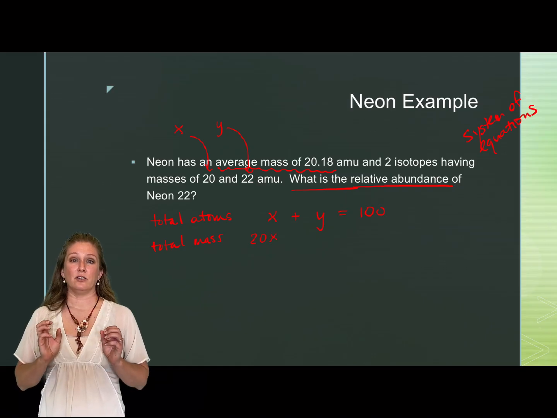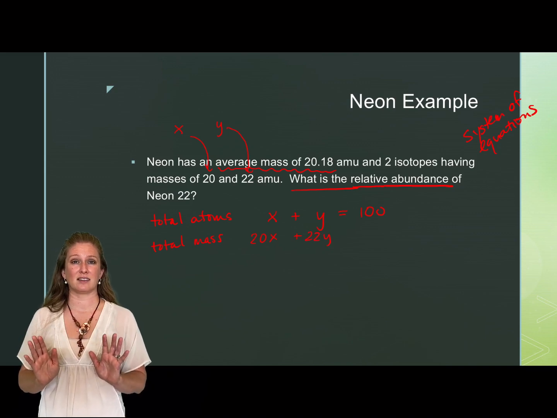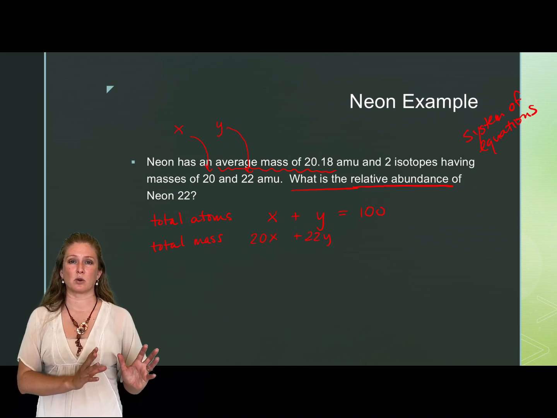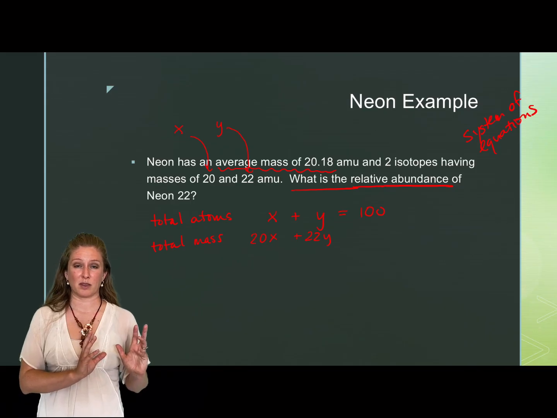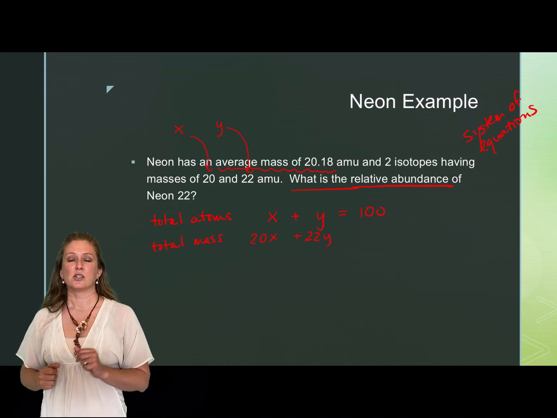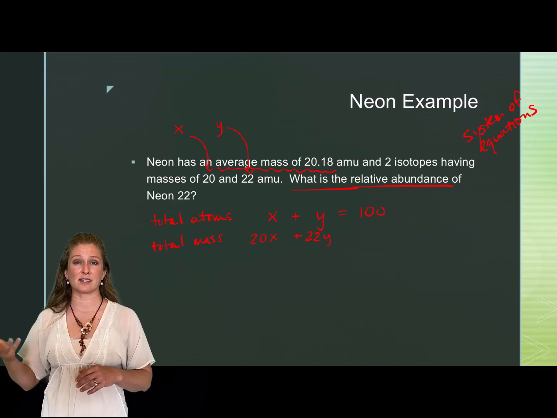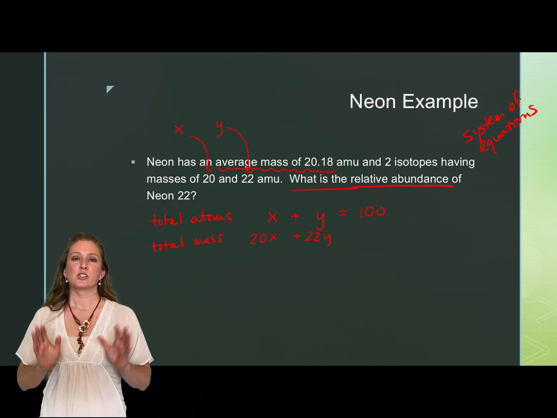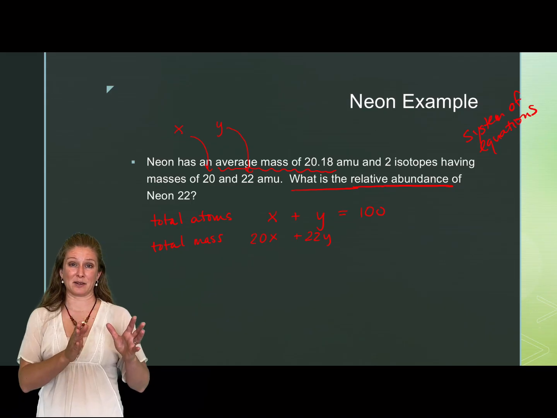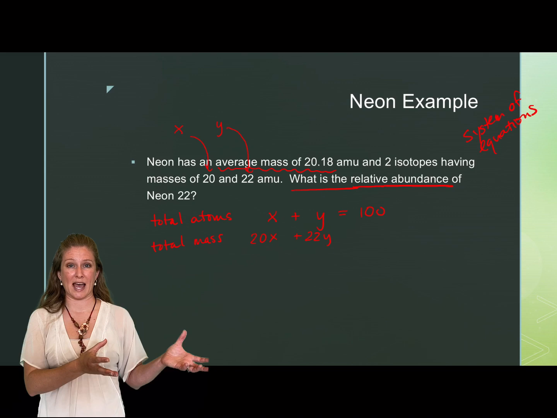Now we know the actual mass of each of those isotopes, we just don't know how much of each is in the sample. We know that one isotope of neon has a mass of 20, and the other isotope of neon has a mass of 22. So we'll say that x has a mass of 20 and y has a mass of 22. We also know the overall average mass is 20.18. So if we multiply x atoms times the mass of 20, we get the total mass of all of those x atoms.